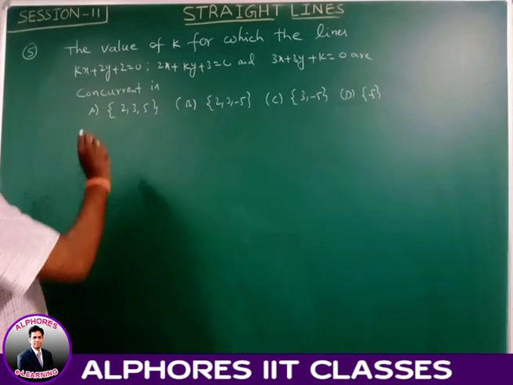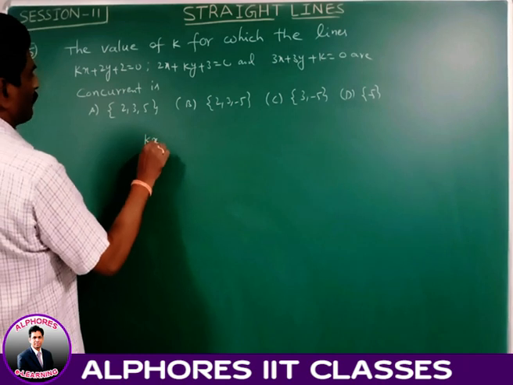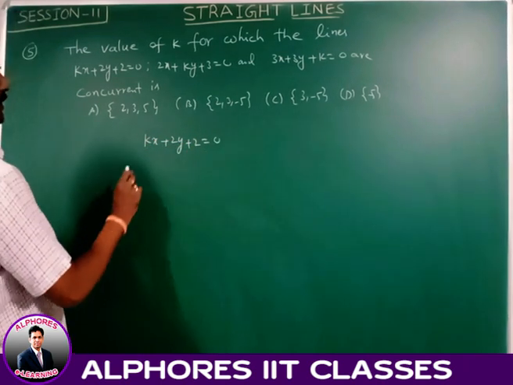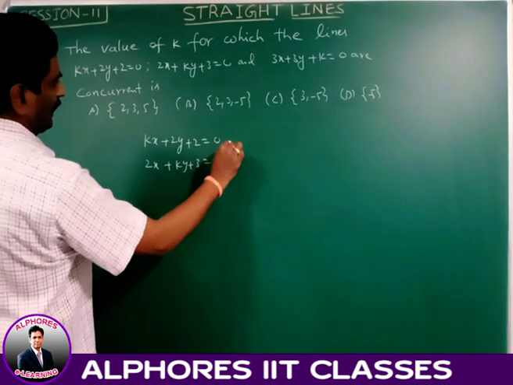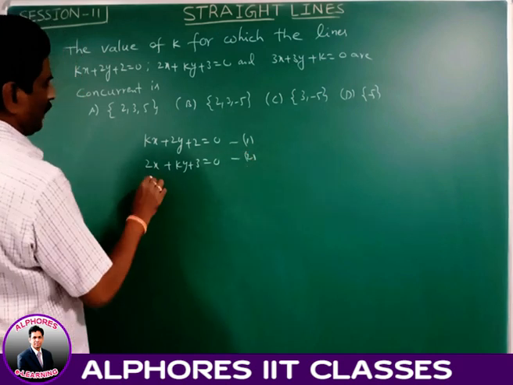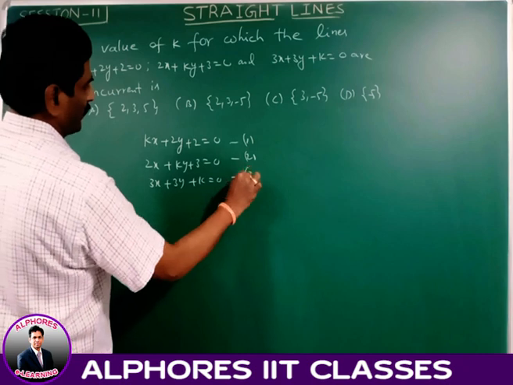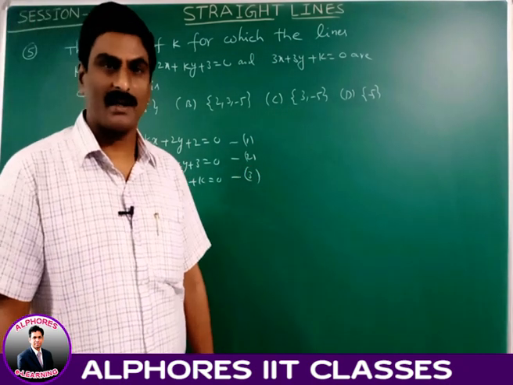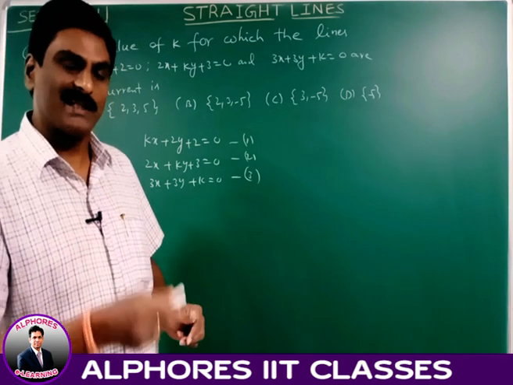Now, what are the given lines in the given equation? kx plus 2y plus 2 is equal to 0 is the first equation. 2x plus ky plus 3 is equal to 0 is the second equation. And 3x plus 3y plus k is equal to 0 is the third equation. Since these three lines are concurrent, what is the condition? The determinant of a1, b1, c1, a2, b2, c2, a3, b3, c3 is equal to 0.